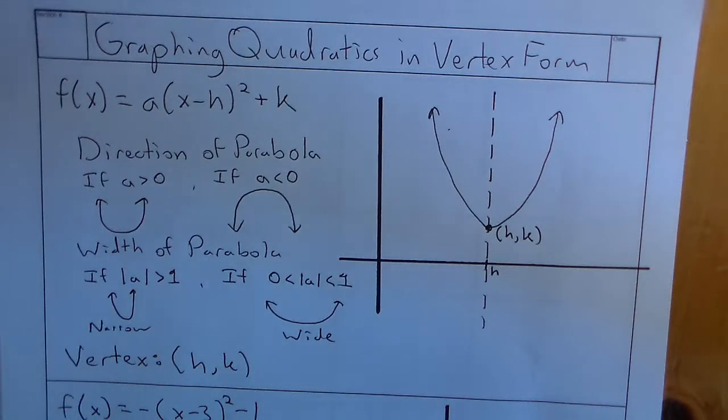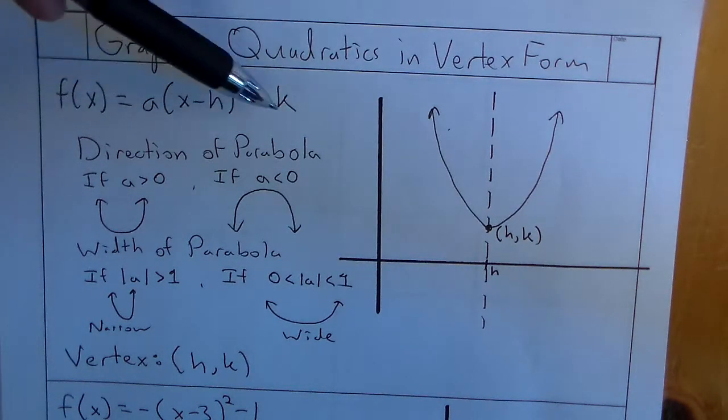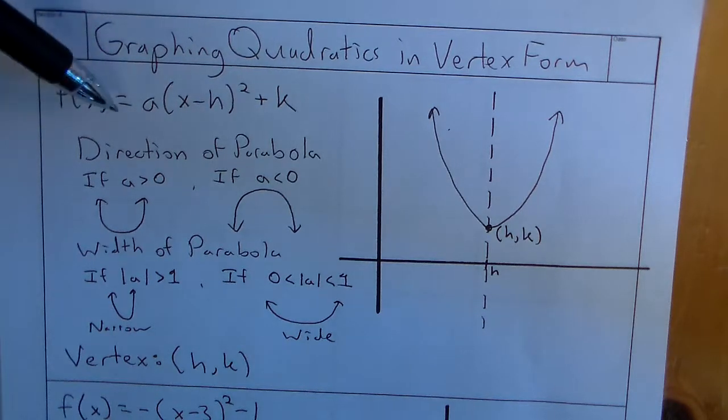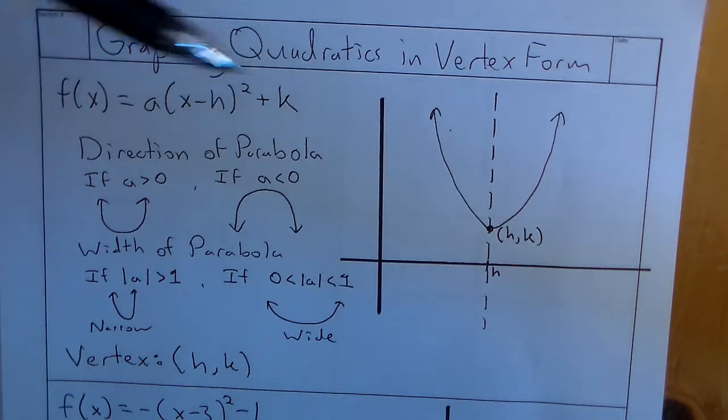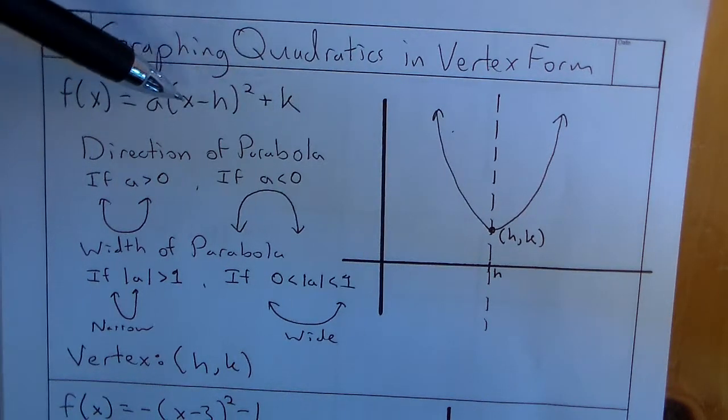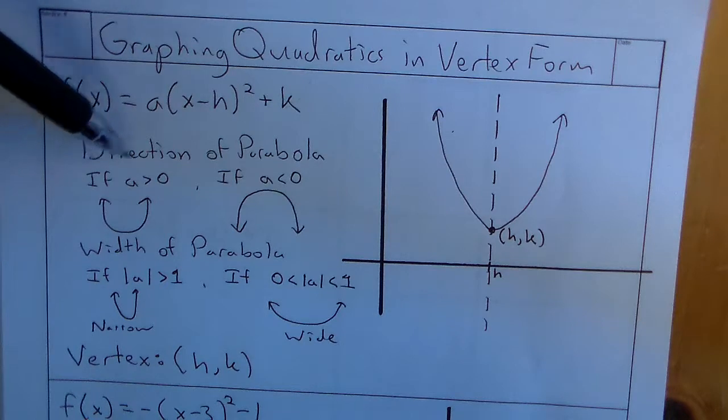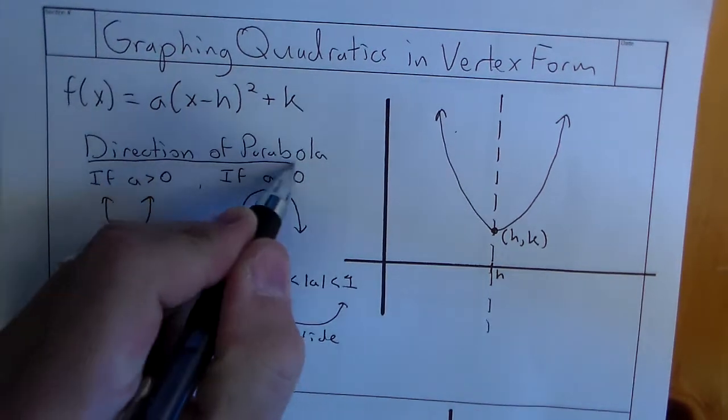Whenever we graph quadratics in vertex form, we're looking at the form of this equation. So f of x, or y, equals a times the quantity x minus h squared plus k. Now we get a few pieces of information from this equation that makes it really easy to graph. First up is the direction that the parabola opens.